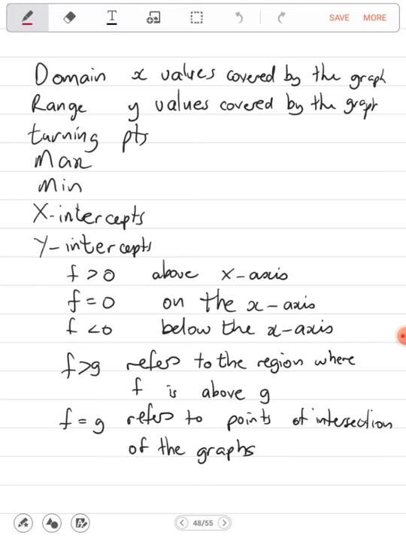Where f is greater than 0, it's where the graph is above the x-axis. Equal to 0, where it is on the x-axis. Usually it's for which x values, so your answer is given in degrees here. Where f is less than 0, the graph is below the x-axis. For f compared to graph g, where f is greater than g refers to the region where f is above g, which x values from where to where. Then f equals g is the points of intersection of both those graphs.